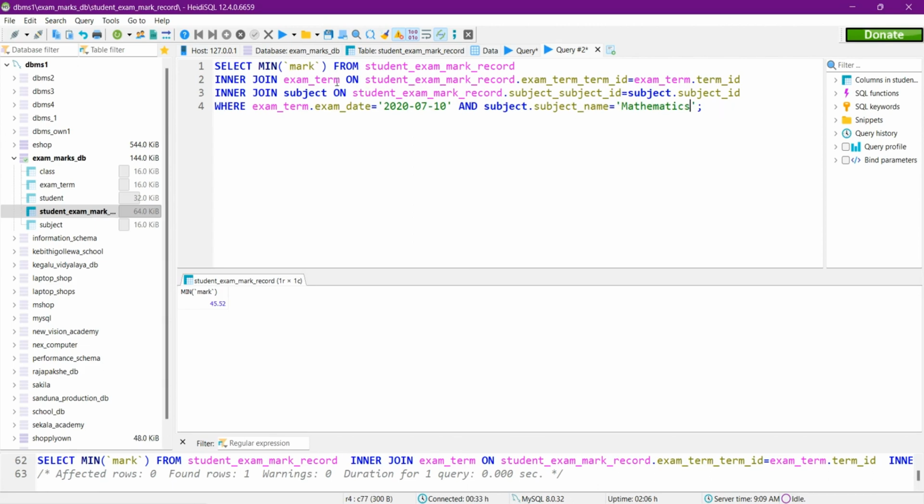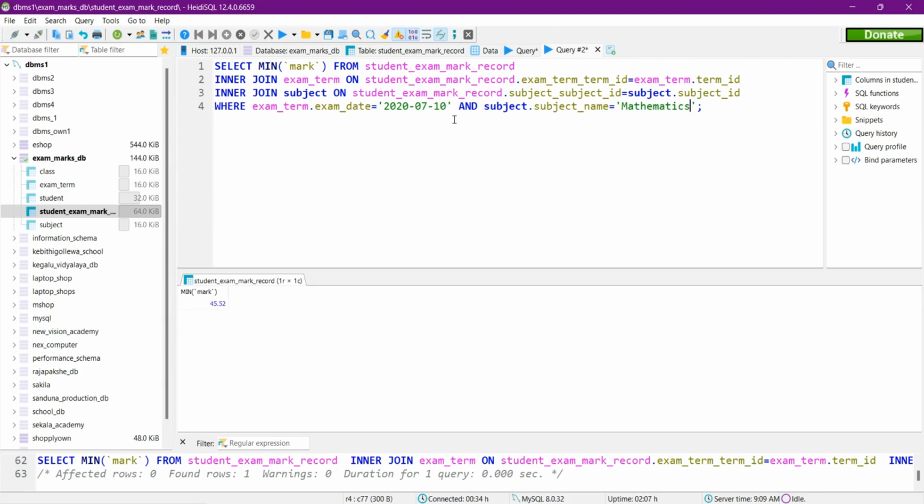So if we look at the query, as I said earlier, the query is same as the query we wrote for the third question and the first question. So we need to find out the minimum mark. So I use the keyword minimum here, and then I have joined the exam term table and the subject table using join queries. So when we come to this condition set, here we have told that the subject name should be mathematics, and especially we have given the exam date here, so we can find out the answer.